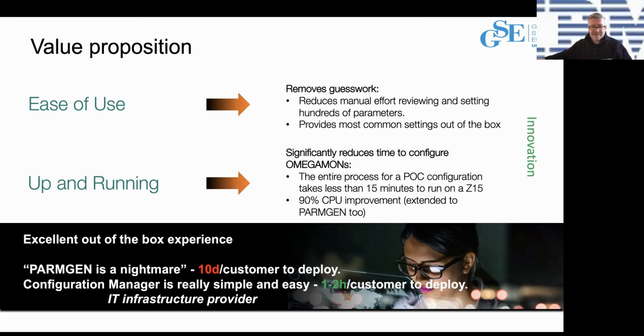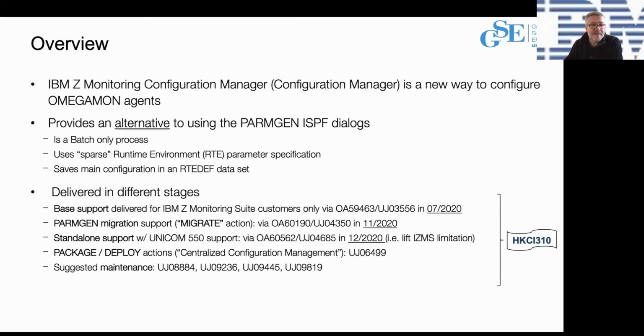We've made some improvements. There's a 90% CPU improvement, so the jobs take a lot less time to run, and we'll see that when I do some of the installation later. So it's a new way of installing the OMEGAMON agents. It provides an alternative to using the PalmGen ISPF dialogues.